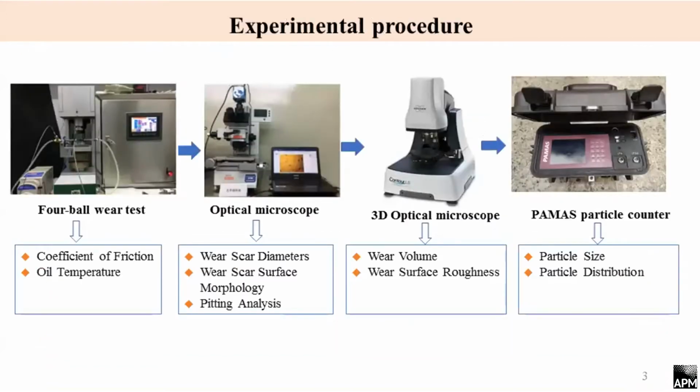Here you can see our experimental procedure. First, we perform experiments on the 4-ball wear test. From this machine, we can measure the friction force and the oil temperature. After experiments, we use an optical microscope to measure the wear scar diameters and see the wear scar surface morphology. And we can analyze the pitting.